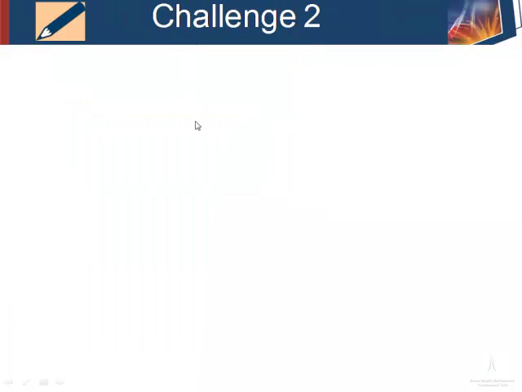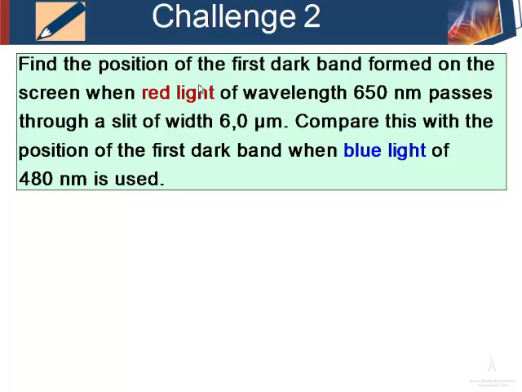Challenge number 2. Find the position of the first dark band formed on the screen when red light of wavelength 650 nanometers passes through a slit of 6.0 micrometers, and compare this with the position of the first dark band when blue light of 480 nanometers is used. Let's have a look at the solution.